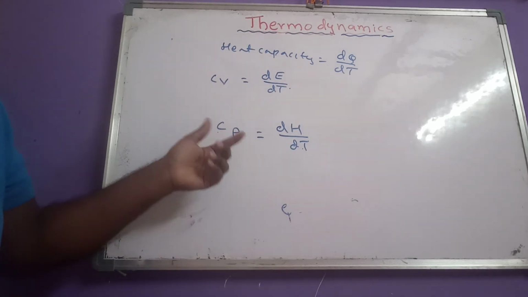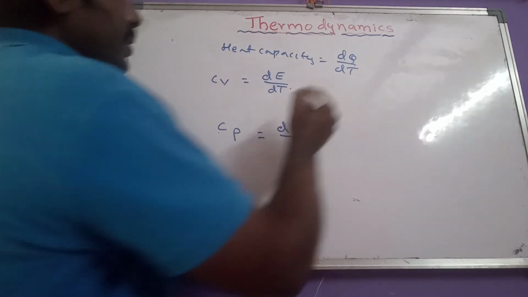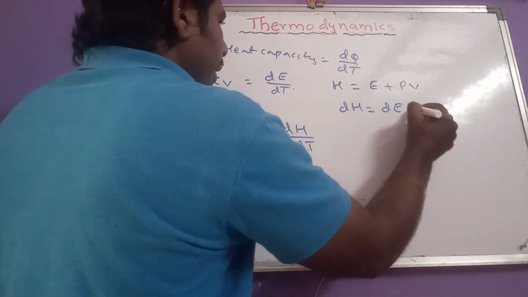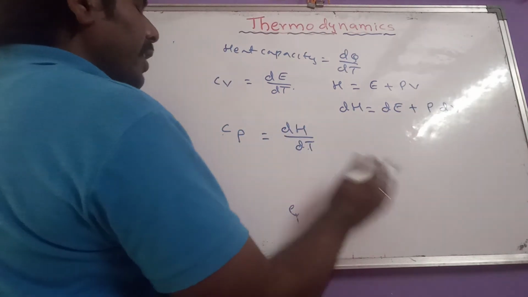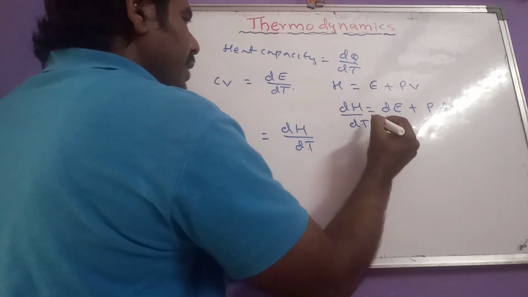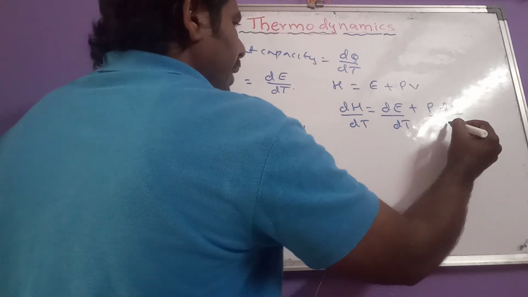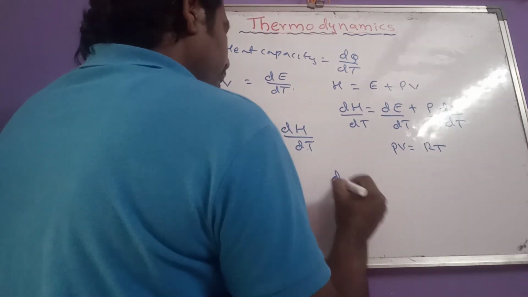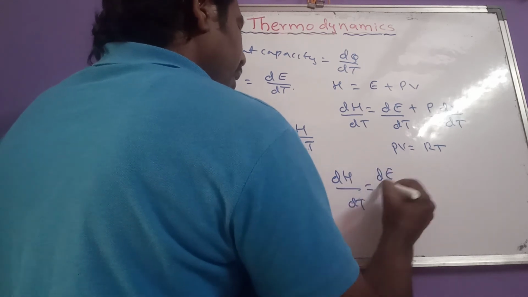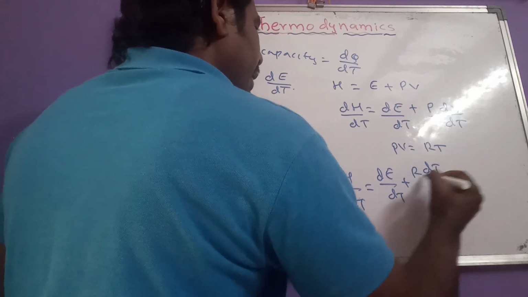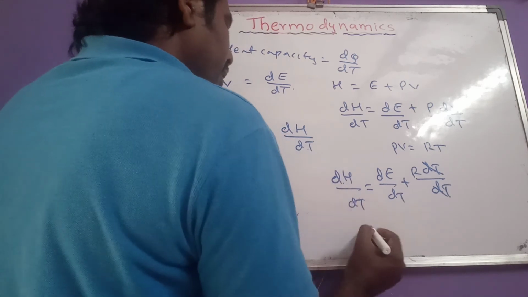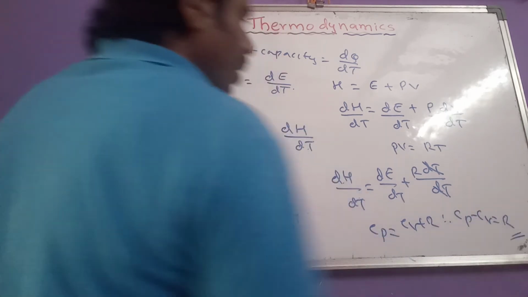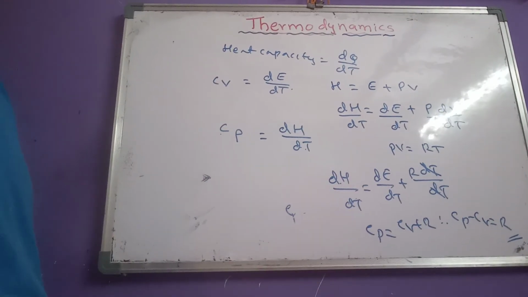Now let us derive the relation between Cp and Cv. We know that H equals E plus Pv. Therefore dH equals dE plus Pdv. Dividing this equation on both sides by dt, we get dH by dt equals dE by dt plus Pdv by dt. And we know that Pv equals RT for 1 mole of gas. By substituting here, dH by dt equals dE by dt plus RdT by dt. dt gets cancelled. Now this can be written as Cp, and this as Cv plus R. That means Cp minus Cv equals R. So this is the derivation of the Cp minus Cv equals R expression.